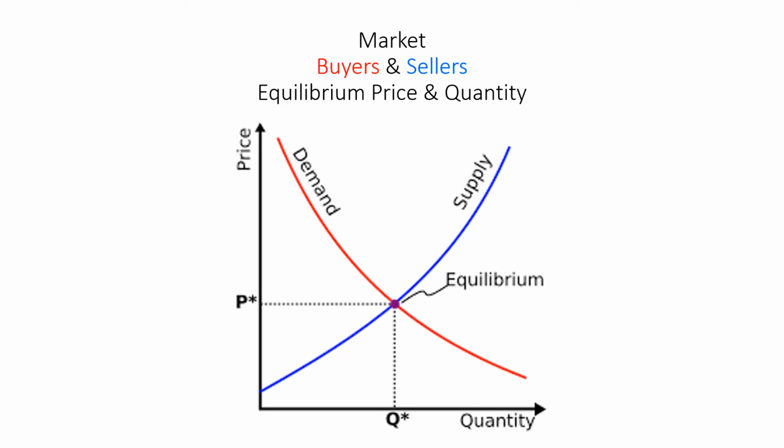Oftentimes students get confused because they talk about supply, they talk about demand, but they miss the entire overall picture, and that is the interaction of buyers and sellers ultimately determine equilibrium, price, and quantity. This chapter is extremely important because the market concepts will be applied throughout the course, especially when we start to investigate the 4 market models of pure competition, monopoly, oligopoly, and monopolistic competition.